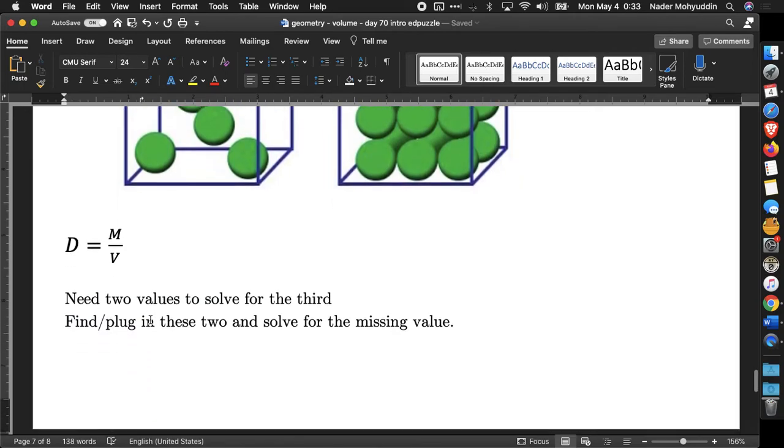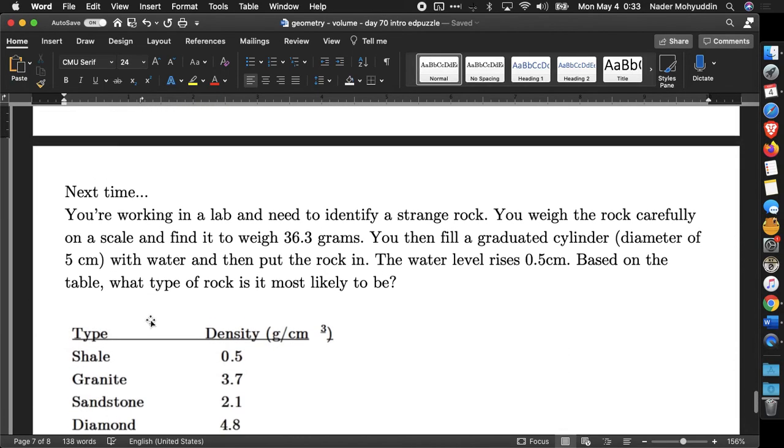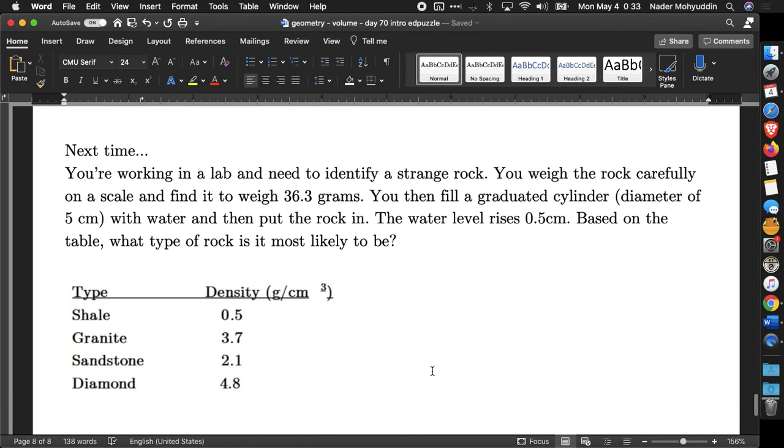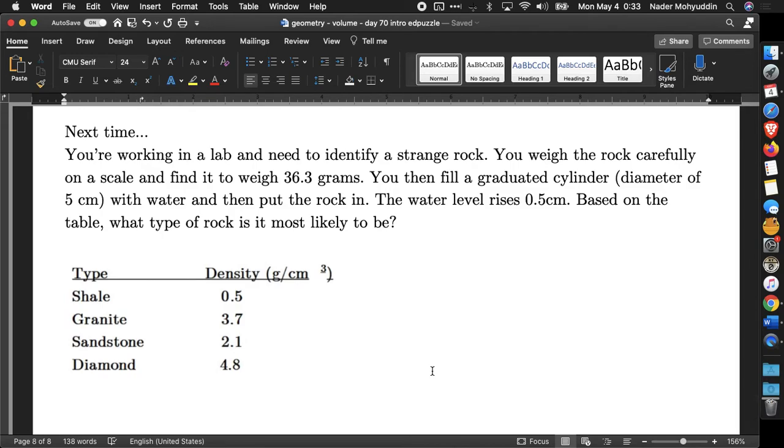I'm going to leave here on a bit of a teaser. This is the kind of problem we'll be able to solve this week. We're going to start class with this problem. We're identifying a strange rock that's come to your lab. The rock weighs 36.3 grams, or I guess it has a mass of that amount. Weight and mass are not the same, but on Earth they're interchangeable. You then fill a graduated cylinder with a diameter of 5 centimeters with water, and you place the rock in. And as you'd expect, the water level rises 0.5 centimeter due to displacement. So based on this table here, what kind of rock do you think it's going to be?